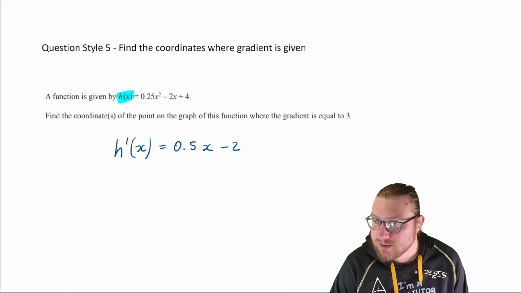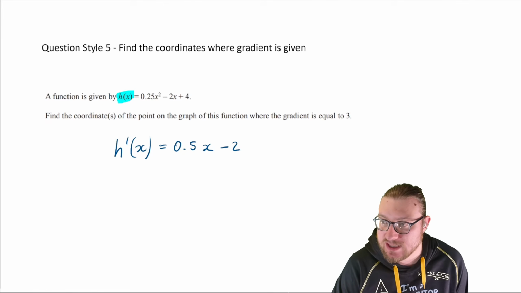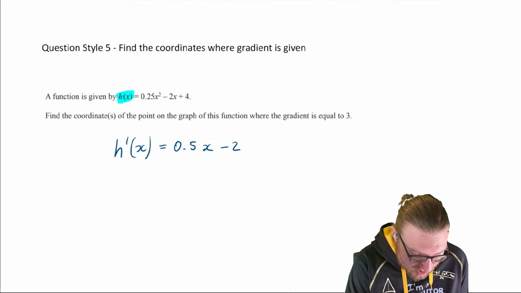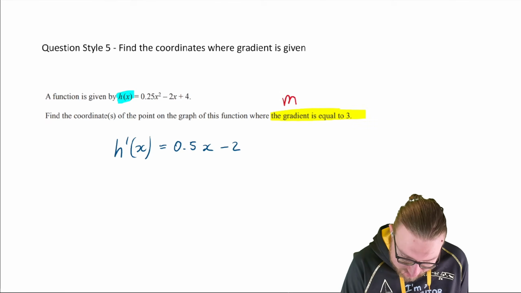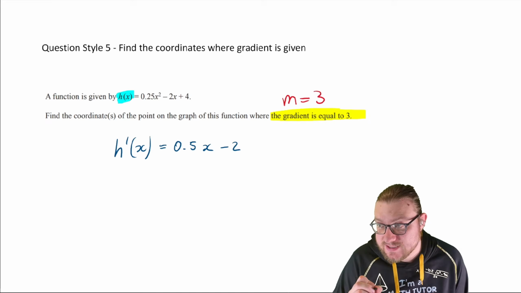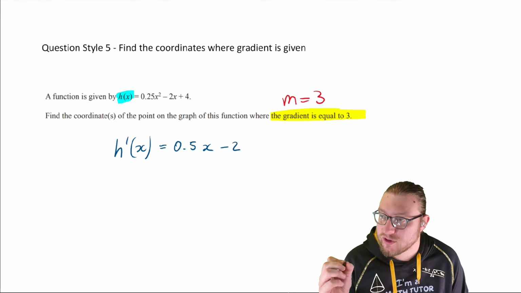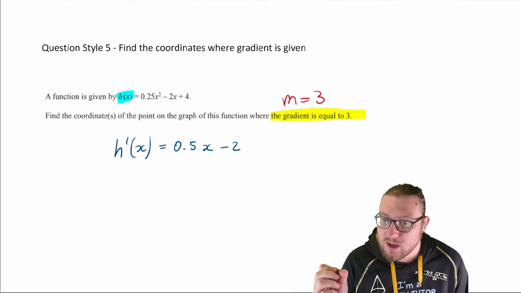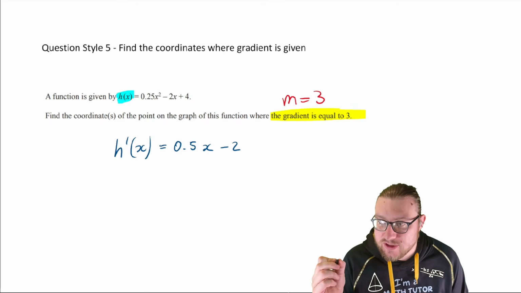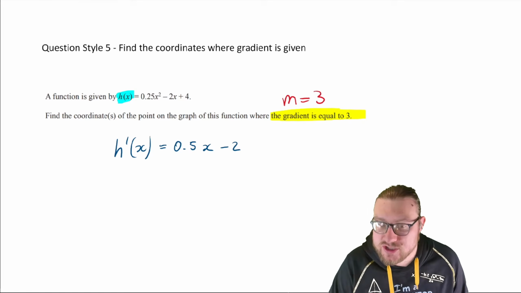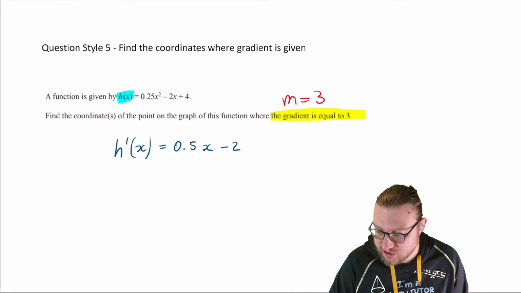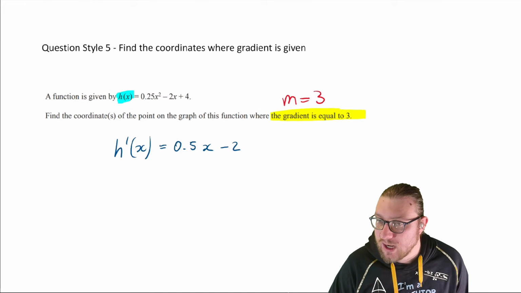Well, here we still need to substitute in, but now it is given to us that the gradient is 3. So we've been given that the gradient is 3, not x is 3, not y is 3, but the gradient is 3. And again, what are the two things that you need? Find the derivative and do something with it. Those are the 2 steps for most of the achieved style questions. So what are we going to do?